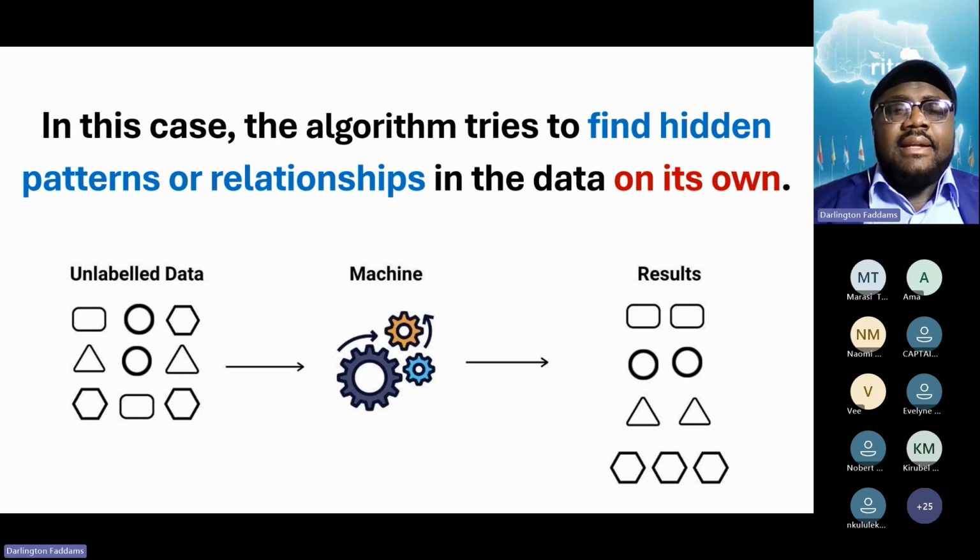How does it work? The algorithm is designed to find patterns or relationships in the data on its own. And so the algorithm is able to study and make predictions, but on its own. And as you advance, you are going to understand that there are different algorithms for different tasks. And so there are some of them that are able to study and make predictions without being told.